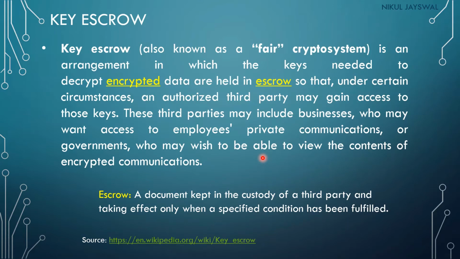So in many circumstances, the businesses want to check the private communication that has been done by the employees from their private network. So to gain access to that information, the company must have the private key of the users also. So what the companies will do is create a trusted third party, and all the private keys of its users or the employees will be stored in the escrow, and those keys will be used to decrypt the data in certain circumstances.